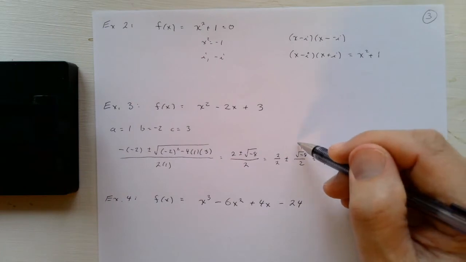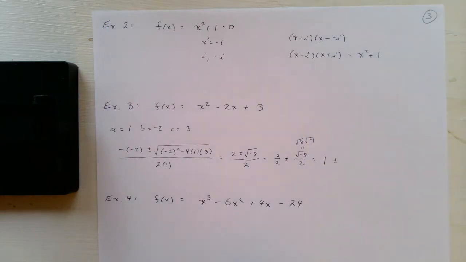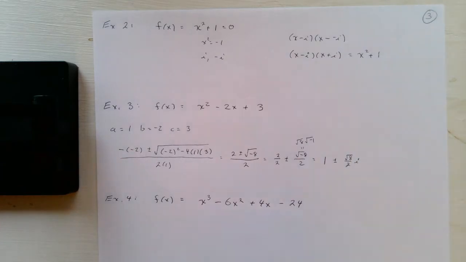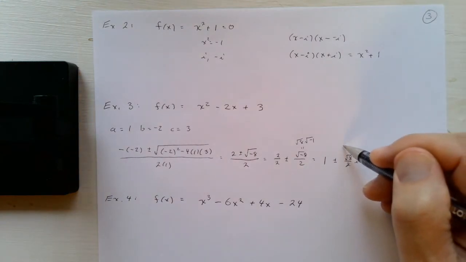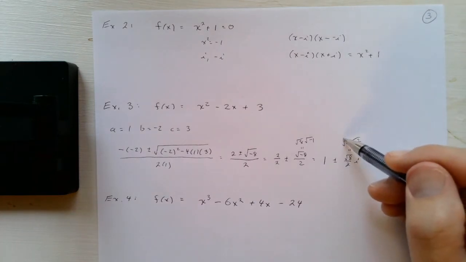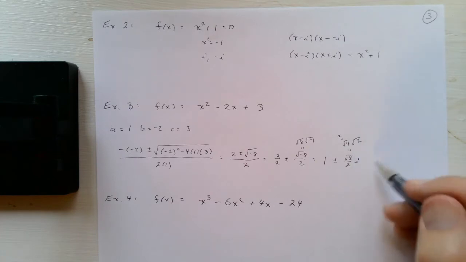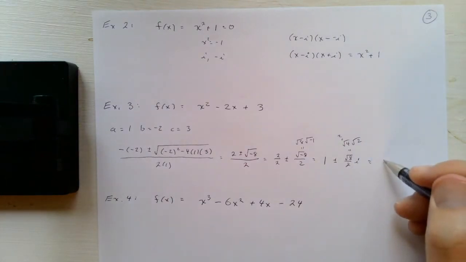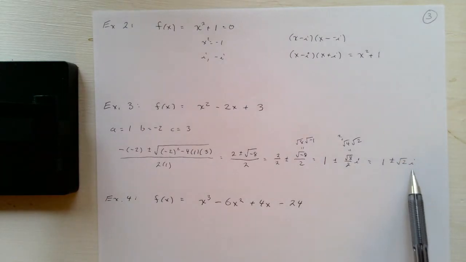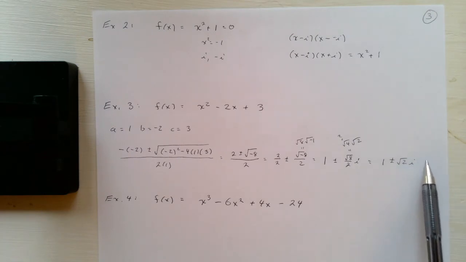This becomes 2 over 2 is 1, and we can rewrite this square root of negative 8 as the square root of 8 times the square root of negative 1. The square root of negative 1 is just going to be i, so this is the square root of 8 over 2 times i. And we can simplify this more by writing the square root of 8 as the square root of 4 times the square root of 2. So the square root of 4 is just 2, and that will cancel this 2 down here. So we get 1 plus or minus the square root of 2 times i. And we want to make sure that you don't put the i under the square root, because the i itself is a square root.